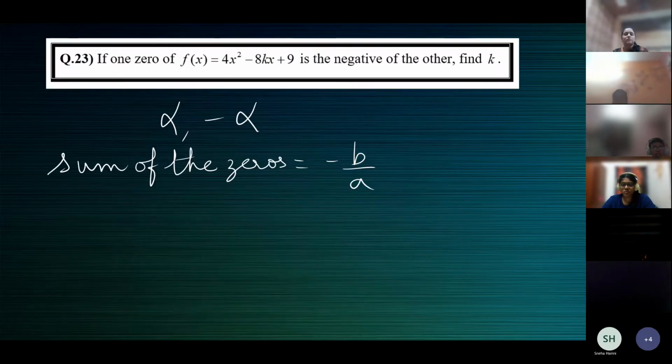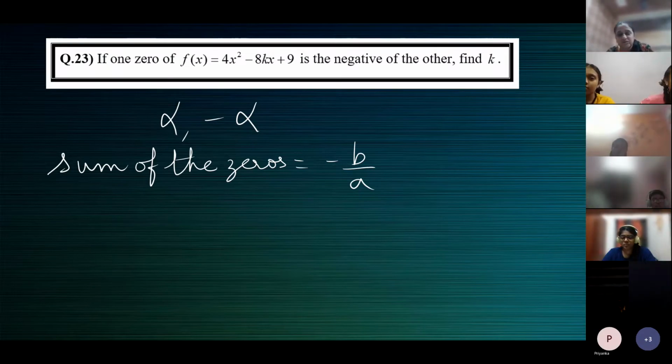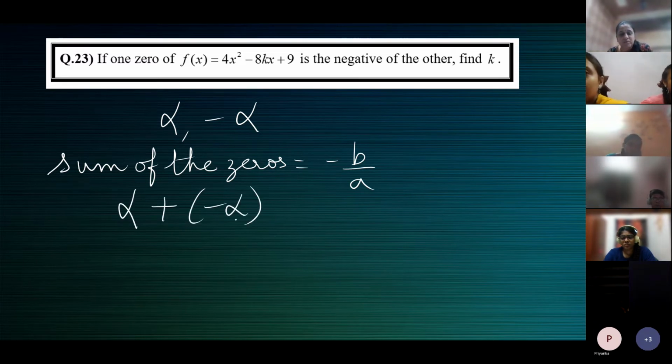Here we use sum of the zeros. One zero is the negative of the other. If one is alpha, the other is minus alpha. It's a quadratic polynomial. Only two zeros. Sum of the zeros is minus b by a. So sum of the zeros is alpha plus minus alpha.